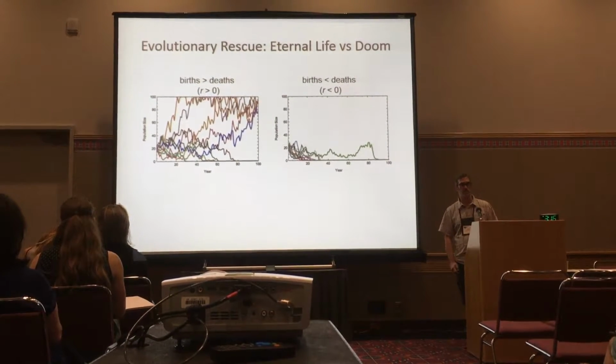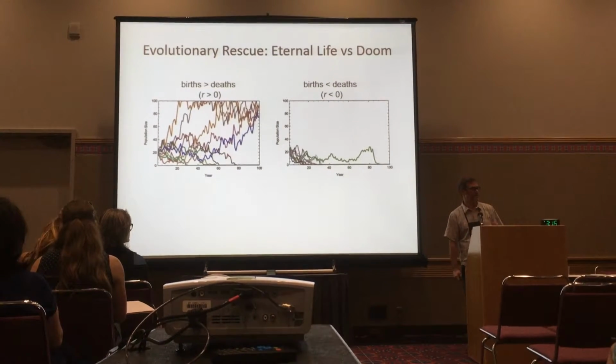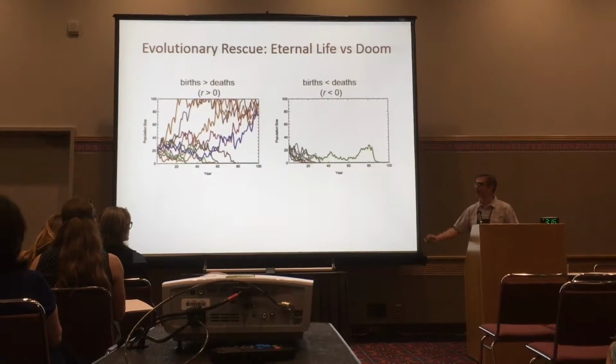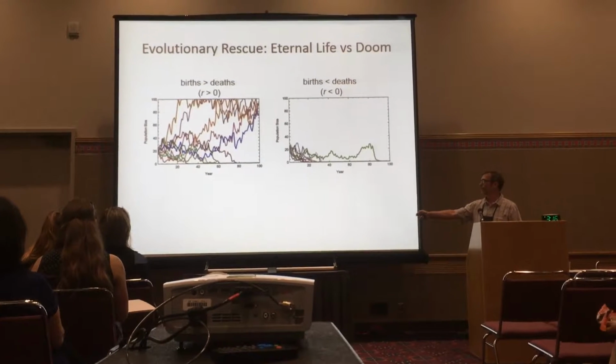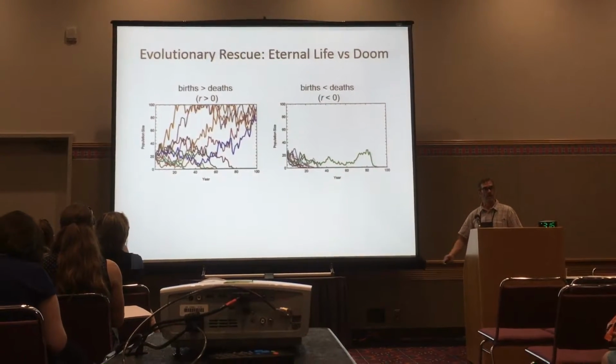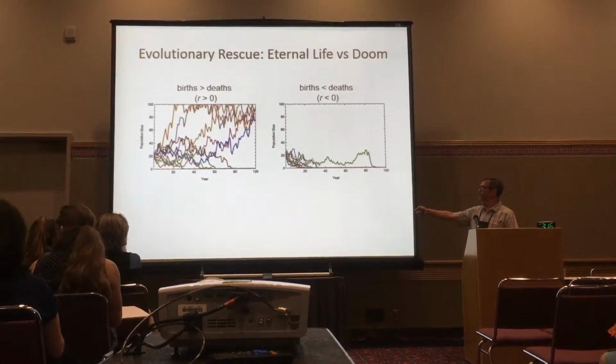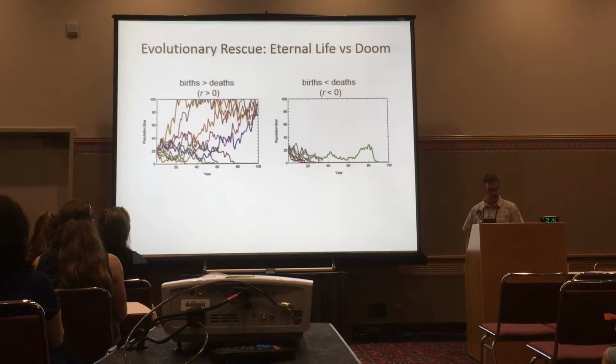So one of the questions I want to address is the opposite of evolutionary rescue. Namely, how does adaptive evolution affect the time that these populations go extinct, okay?